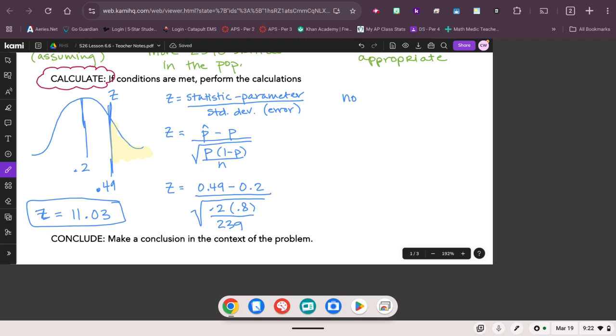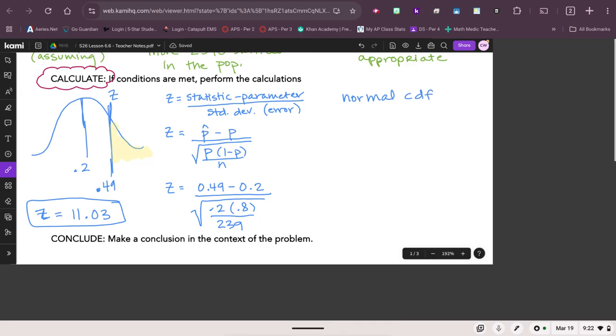Okay, so just to show you how to calculate the area under the curve, to remind you, you're looking at your normal CDF, and then you're going to have to tell it where to go. So if you want to use your z-score, you can, or you can also use the values in the context of your situation.